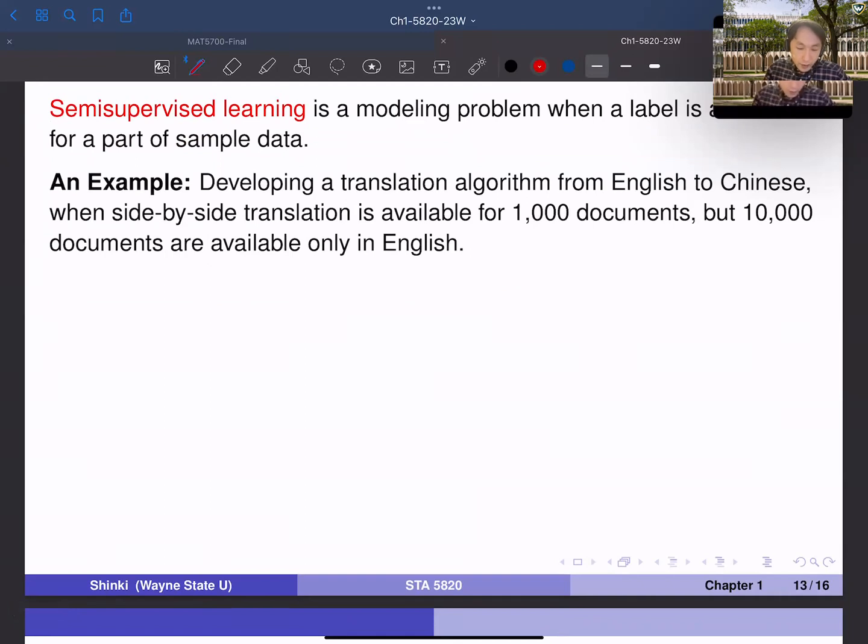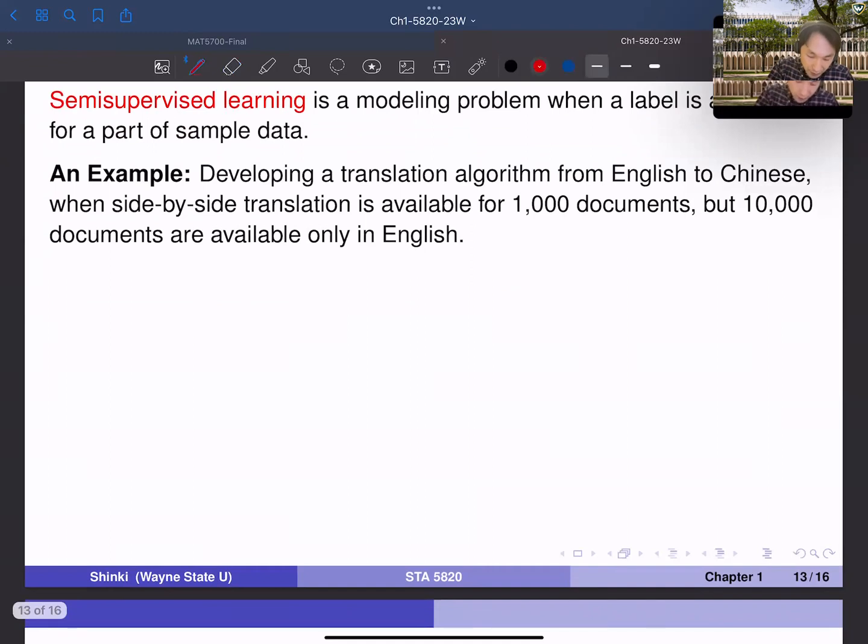But usually the side-by-side translation is available for only a limited number of documents, say 1,000 documents. But 10,000 documents are available only in English. So we have English and Chinese. I don't really know the Chinese language, so I cannot really write examples, but suppose we have A and B, and B, C and C. So we have this data, so we know the correspondence between these.